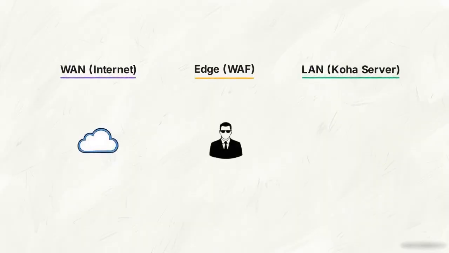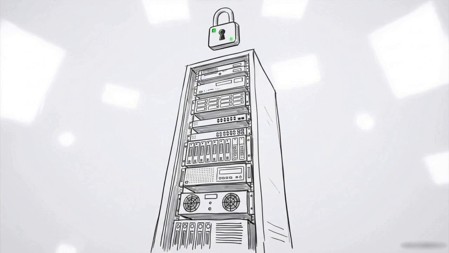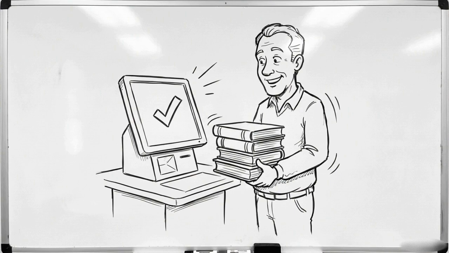To protect the catalog, we deploy a Web Application Firewall, or WAF, at the network edge. A WAF is a security system that monitors, intercepts, and scrubs HTTP traffic between a web application and the internet, acting as a bouncer for your network. By terminating the secure connections and doing the heavy cryptographic math at the edge, the backend Koha server is relieved of the processing burden. It regains the power needed to serve actual human patrons without delay.